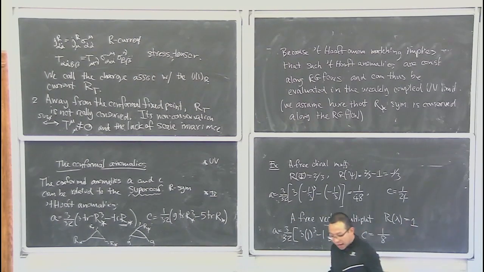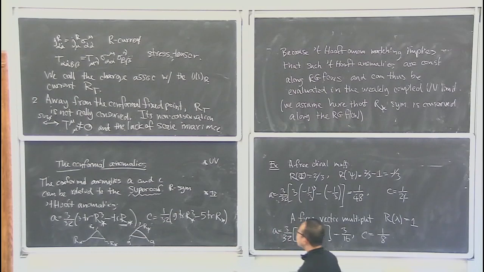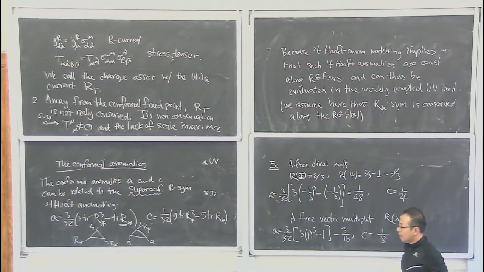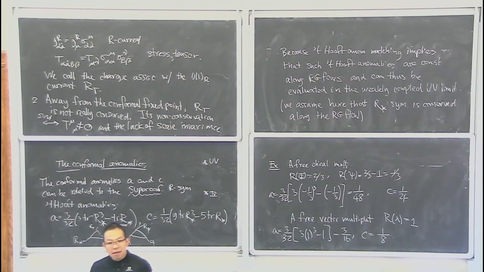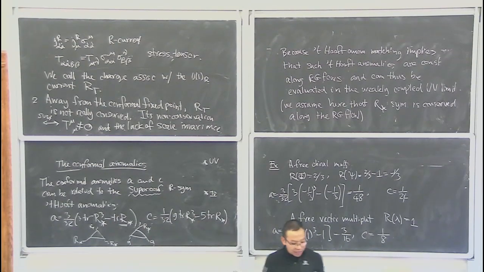So, okay, now, the 't Hooft anomaly also tells you another thing. This is another test for Seiberg duality. If you compute A and C using electric theory or using magnetic theory, you should get the same answer. Okay, so let me demonstrate how to compute this in SQCD.